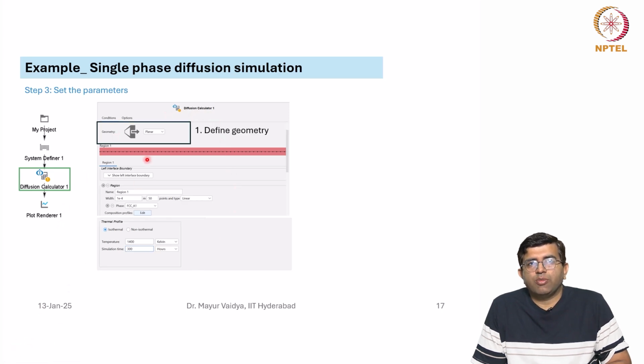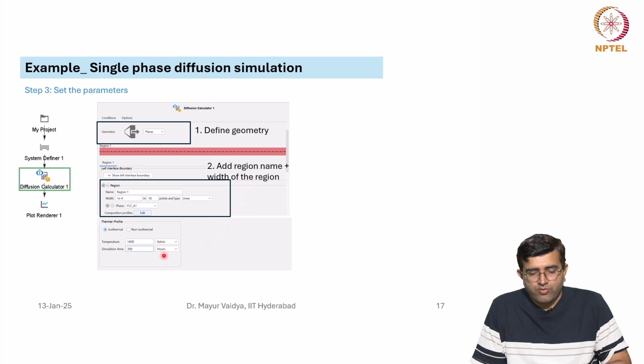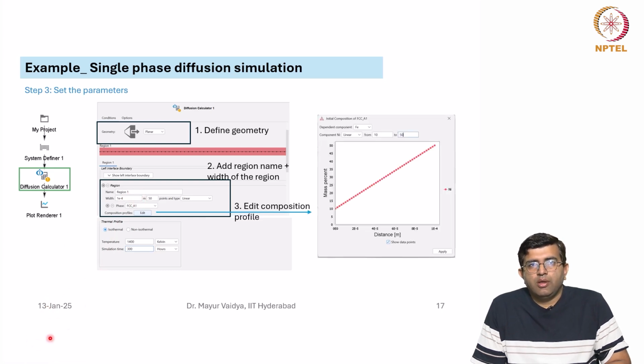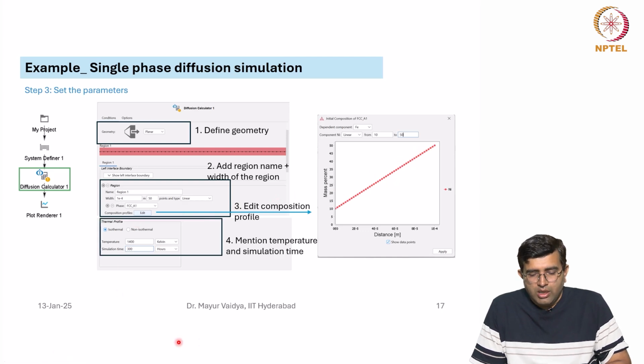Then you define the geometry. Geometry is planar, let's say, and then we add the name of the region or the width of the region. So you can see this width here. The region we add here. Then the initial composition profile you get is like this. Then you click on edit composition profile. You then mention the temperature and the simulation time. So, let us say I want to do it at 1400 Kelvin and the simulation time is 300 hours.